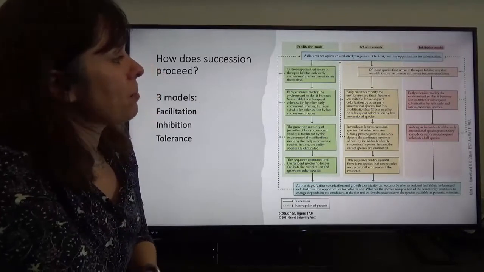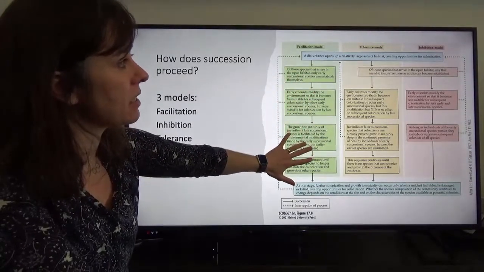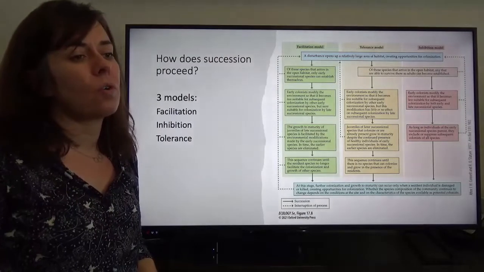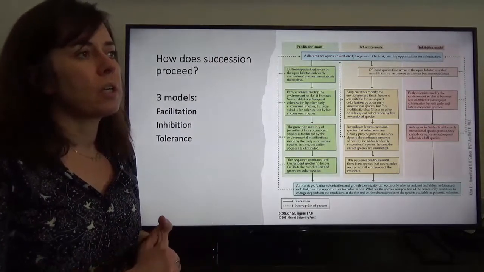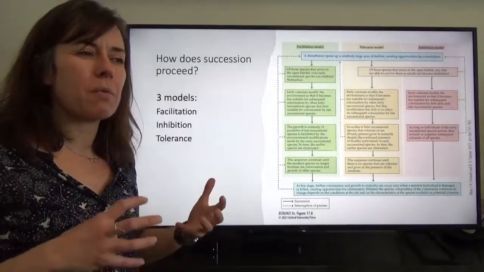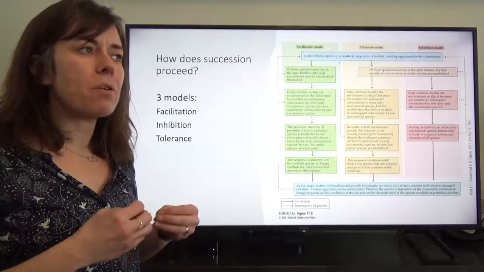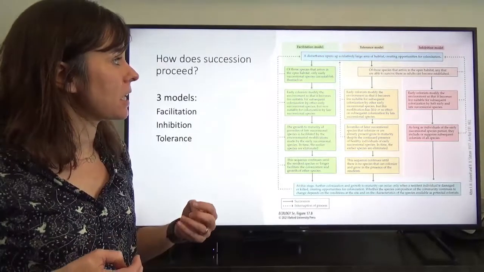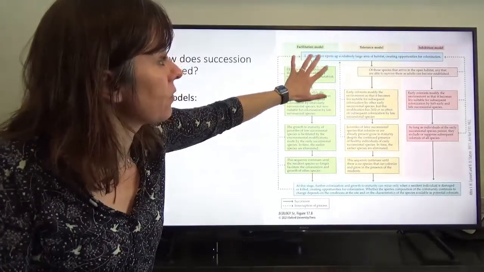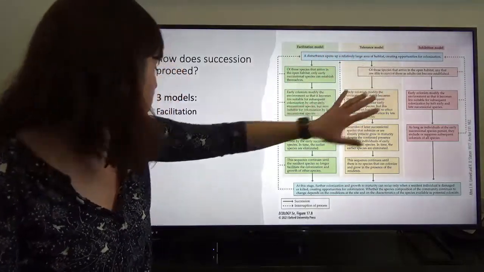Okay. You probably cannot see most of what's on here. I'm not too concerned about this, but I just wanted to flag this table from your text because in addition to primary succession and secondary succession, we also think about, okay, well, in these successional pathways, what are the processes at play? And a number of different models were proposed by a team of scientists, Connell and Slatyer, who proposed three different models of succession. One is a facilitation model, the second is a tolerance model, and the third is an inhibition model.